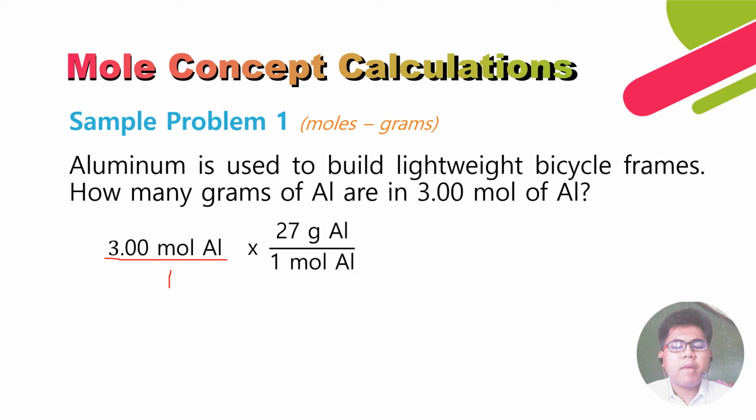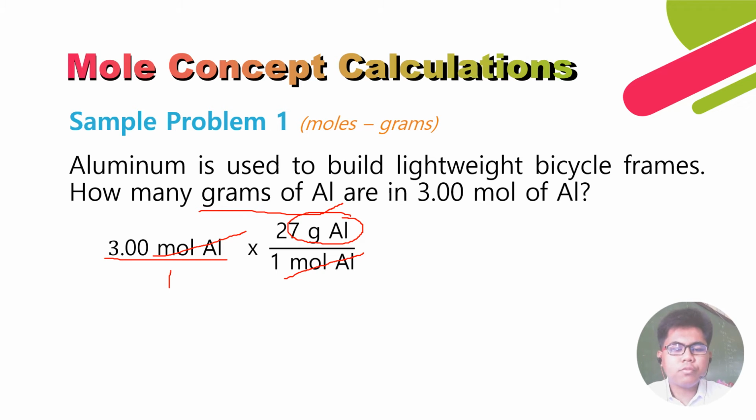So, paano ngayon mag-cancel? You can cancel now the units of this numerator and this denominator. So, anong unit na lang yung natira? Ang natira na lang sa atin is gram aluminum. Ano po ba ang hinahanap sa problem? We are asked to determine the grams of aluminum. So, tama na yung iyong solution.